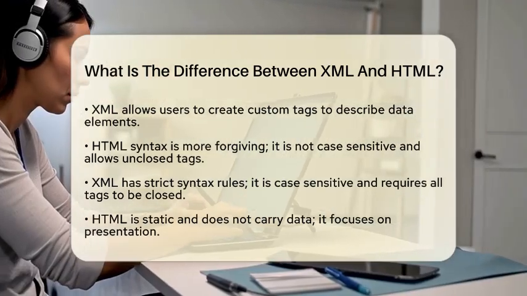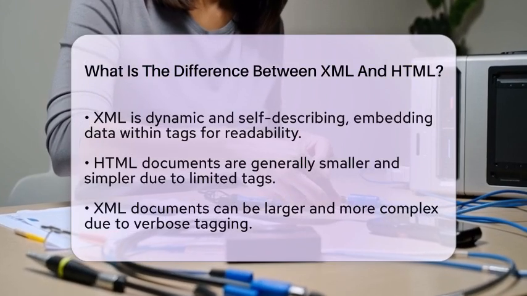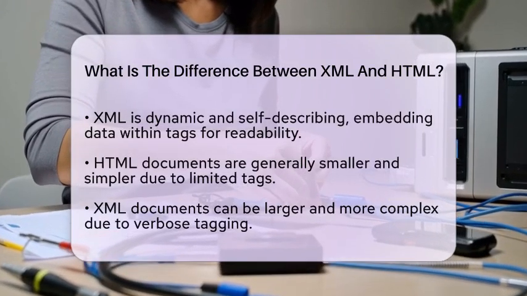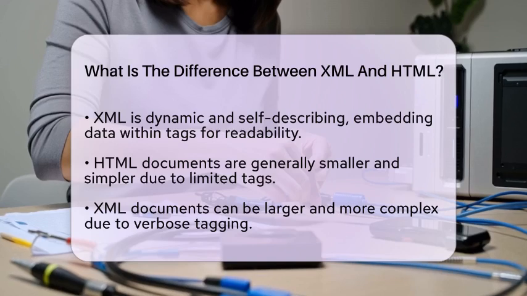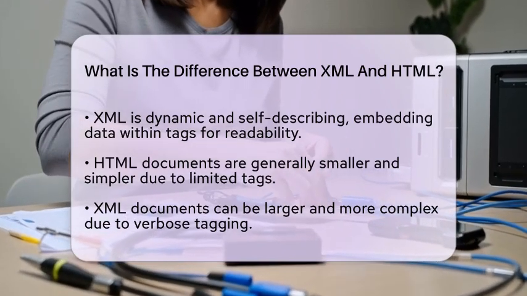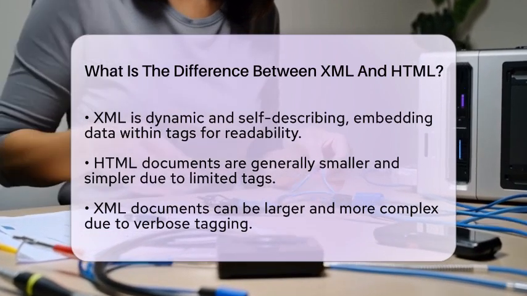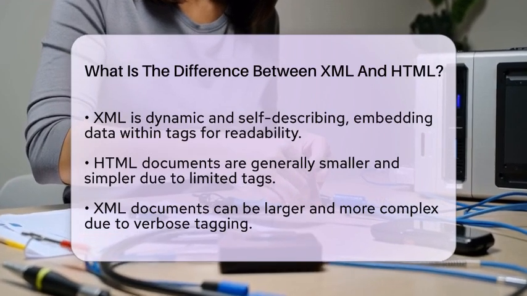Next, let's look at how they handle data. HyperText Markup Language focuses on presentation and does not carry data itself, making it static in nature. Extensible Markup Language is dynamic and self-describing, meaning the data is embedded within the tags. This makes it both human-readable and machine-readable. It is often used for data exchange between systems, web services, and databases.